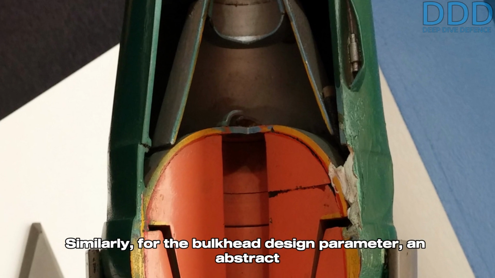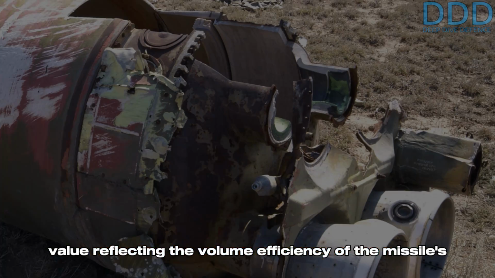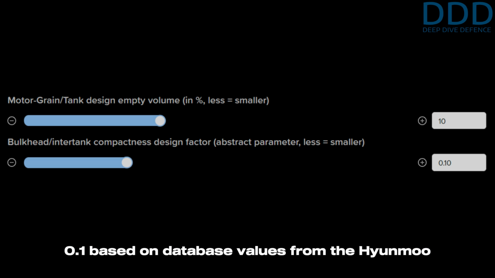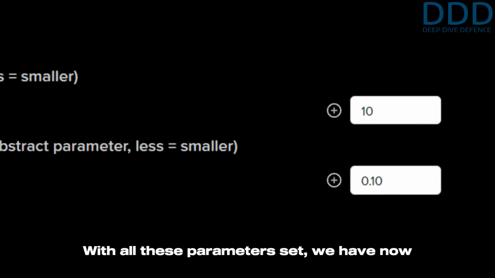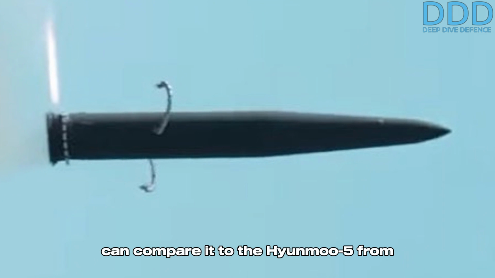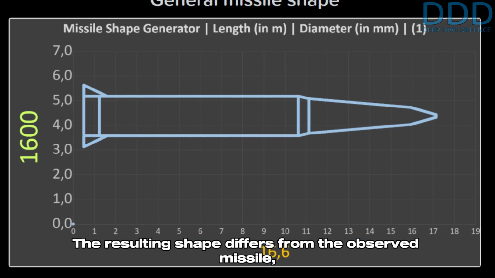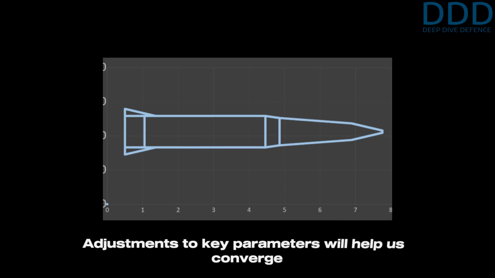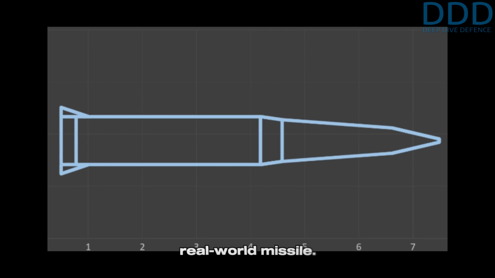Similarly, for the bulkhead design parameter, an abstract value reflecting the volume efficiency of the missile's motor geometry, we assign a value of 0.1 based on database values from the Hyunmoo series. With all these parameters set, we have now generated an initial shape for the missile and can compare it to the Hyunmoo-5 from the launch footage. The resulting shape differs from the observed missile, indicating that additional iterations and refinements are necessary. Adjustments to key parameters will help us converge on a design that better matches the real-world missile.